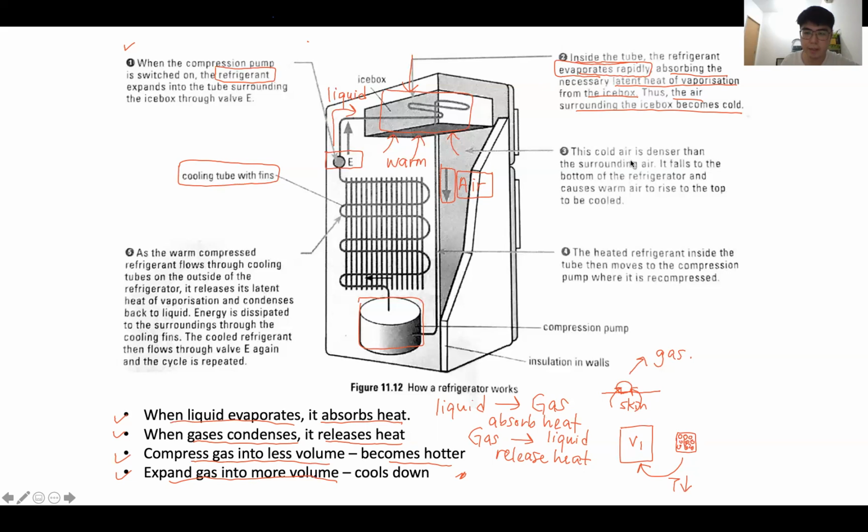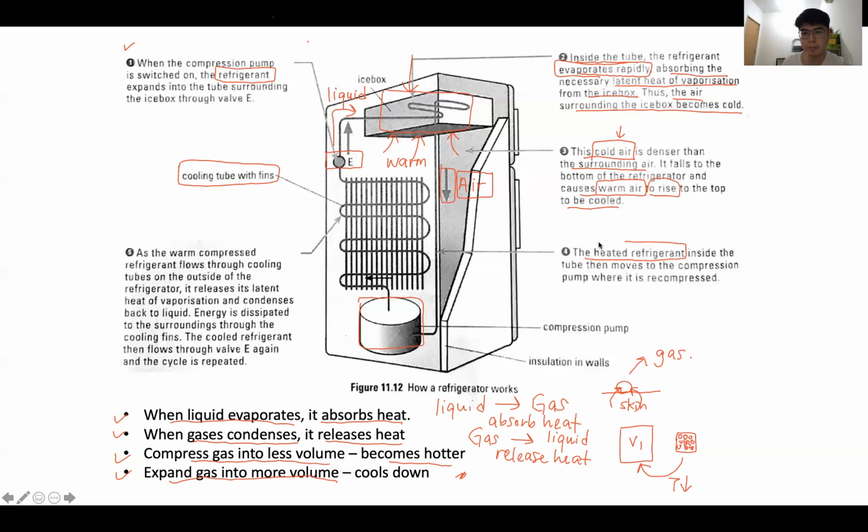This cold air is denser than the surrounding air. This air is talking about the air inside the refrigerator, not the refrigerant in the tube. So the cold air is denser than the surrounding air. It falls to the bottom of the refrigerator and causes warm air to rise again to the top and be cooled.